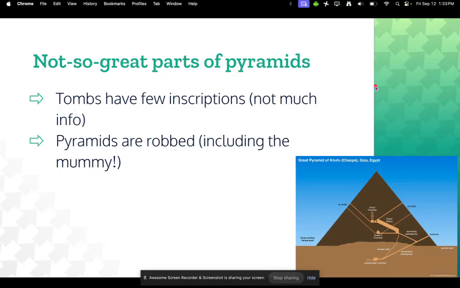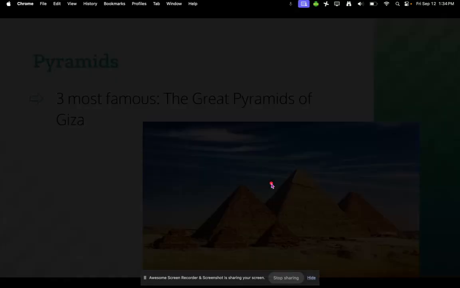So the not so great parts of pyramids. The thing about tombs during this time, they have very few inscriptions. So not a lot written on the walls and stuff like that. So not a lot for historians to collect. Also, as you probably know, pyramids are robbed very often, including the mummy. Yeah, they would take the dead pharaoh out, and gosh knows where the dead bodies went.